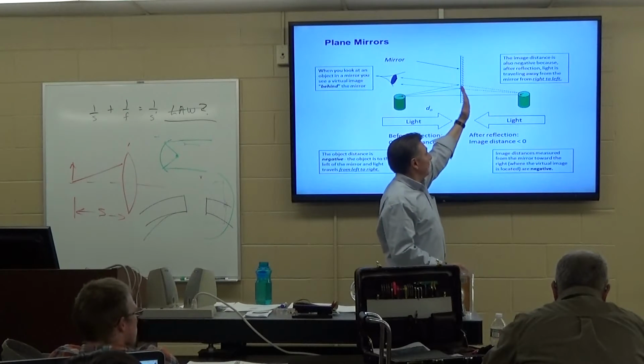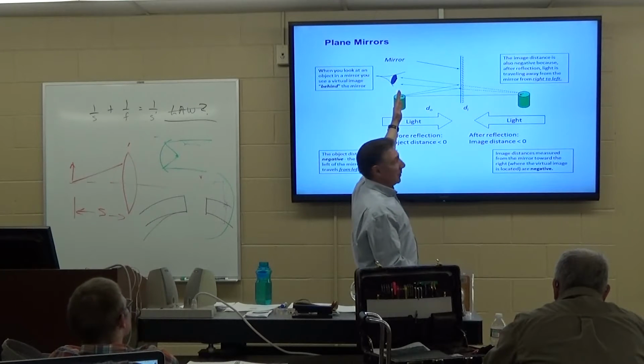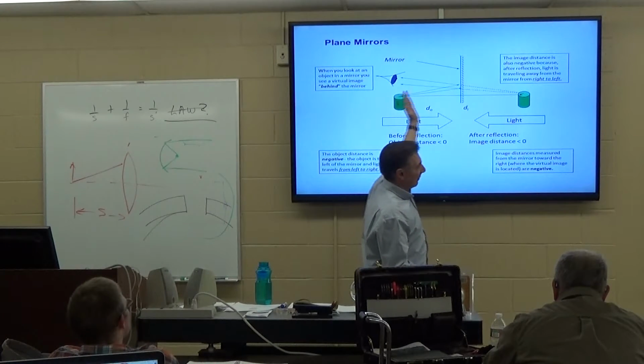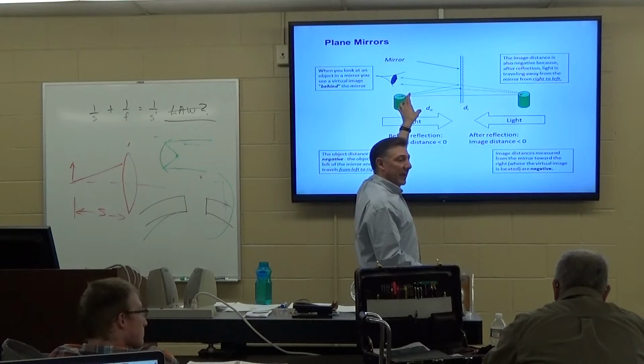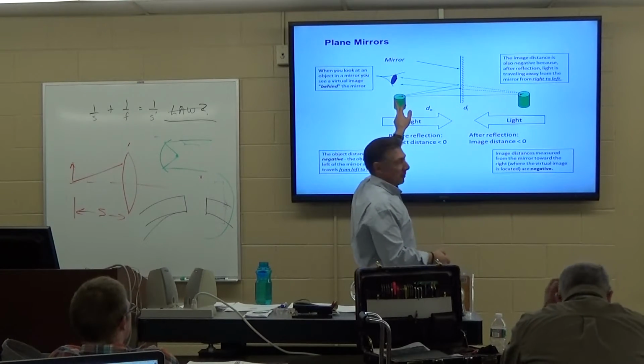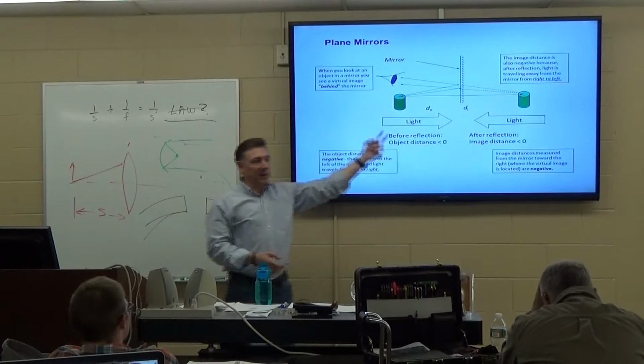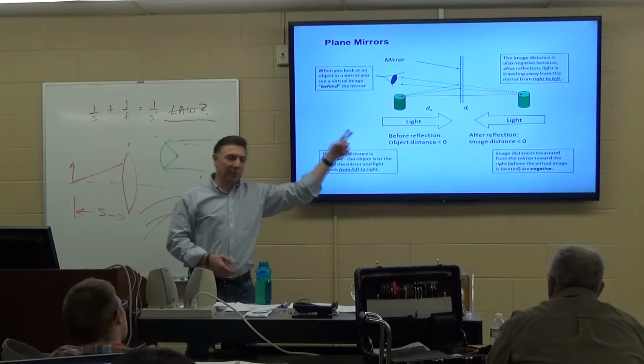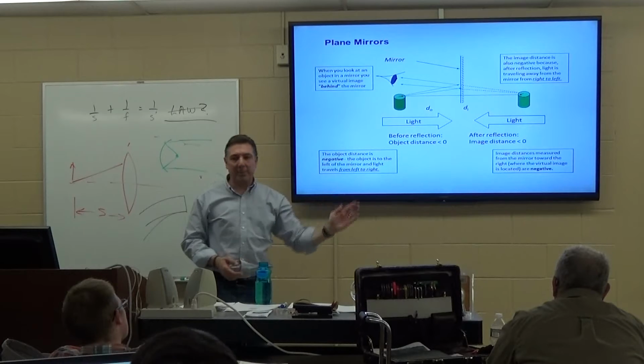If this was curved in one way or another, we can create an image out here, it reflects off, comes back. Then you can actually physically project that, you can physically measure that distance, and it will be positive. So if your image is formed on the left, it's positive, and if it's formed on the right, it's negative. Exactly the opposite of a lens.